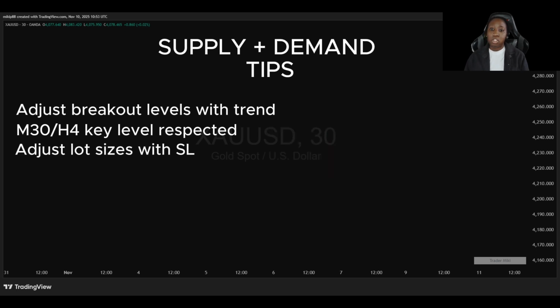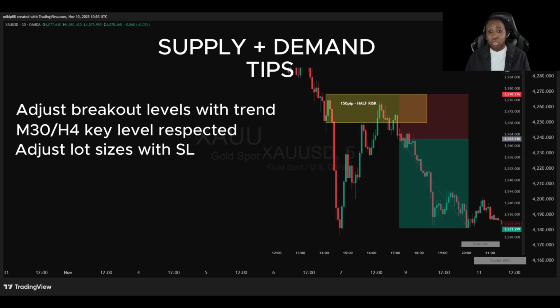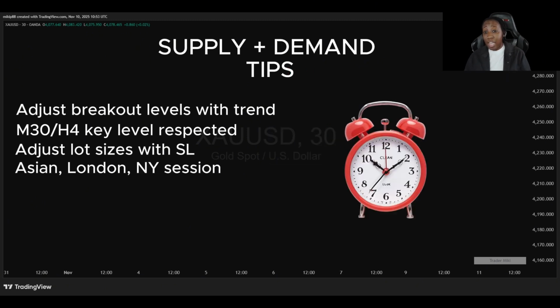So risk management. Stop loss sizes do vary with this strategy. I do use a bigger lot size for smaller stop losses, 50 pips and below. For bigger stops, I use a smaller position, but look to add positions in profit and close at TP1. This strategy works in Asian session, London, and NY sessions, so no matter when you have time to trade, you're good to go.